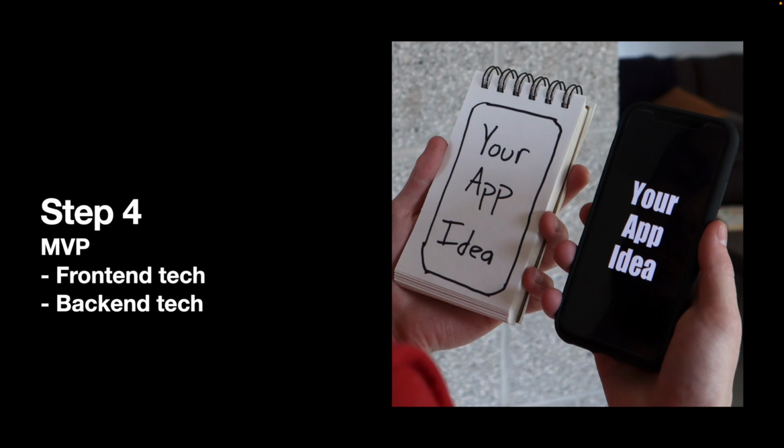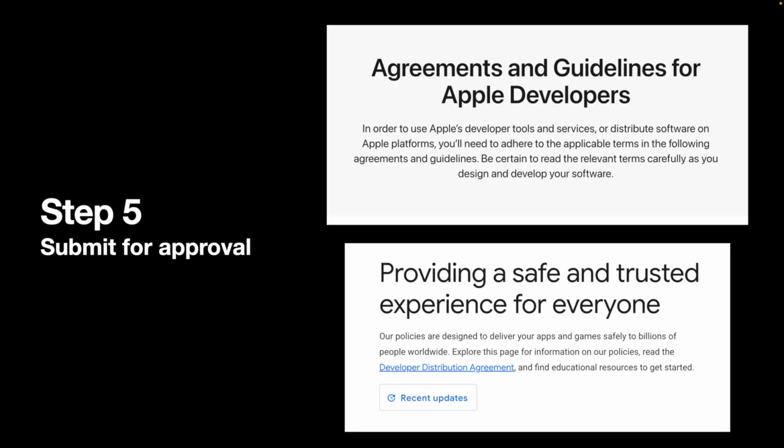And once you have your front end and back end tech decided, or if you have a qualified developer decide that for you, then you just want to go ahead and build out that full MVP, right? And stop once you've reached it so that you can move on to step number five, which is to submit your app for approval on the app stores.